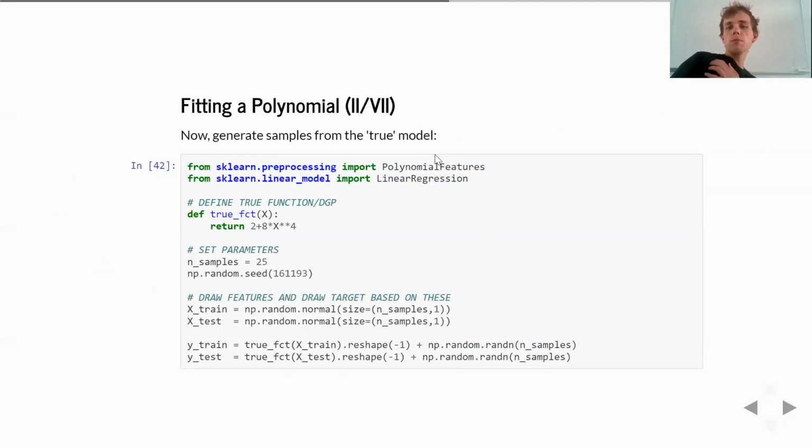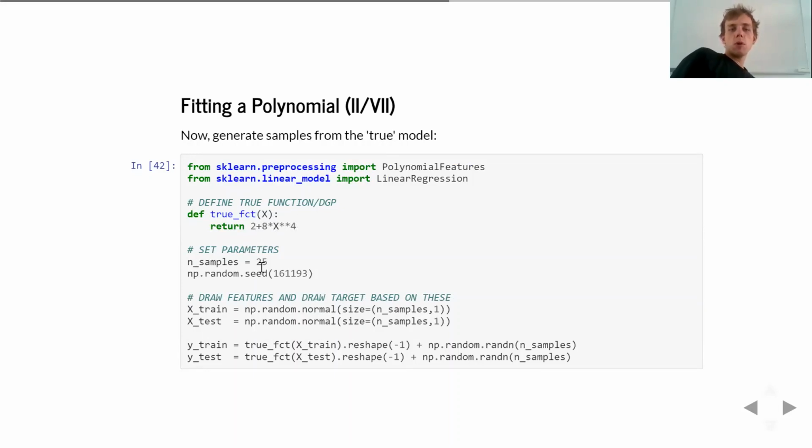In order to do that, we first import polynomial features from the preprocessing module. Polynomial features allows us to make this polynomial expansion of a variable. Then we also load linear regression from the linear model module in scikit-learn. These will be quite handy, and I'll show you that later. But what we do first is define the true function. So that's 2 plus 8 times x to the power 4. That's what we had before.